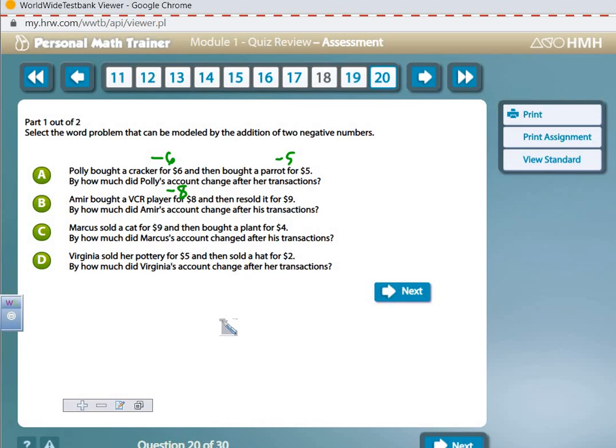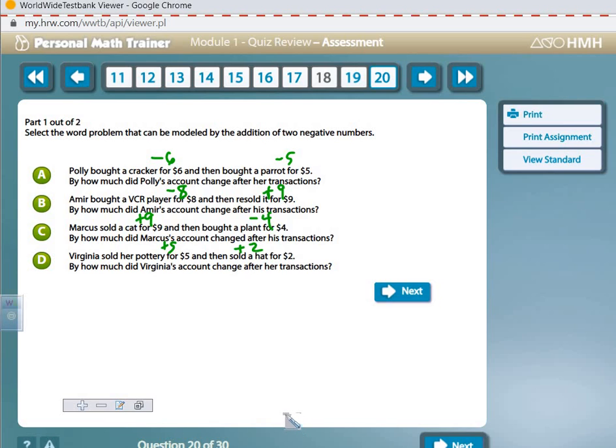Amir bought a VCR player for $8. That would be a -8. And then resold it for $9. That would be a +9, right? When you sell something, you're getting money in. Marcus sold a cat for $9. That would be +9 for him. And then bought a plant for -4. That would be -4. Virginia sold her pottery. When you sell something, you make money, and then sold a hat for $2, right?